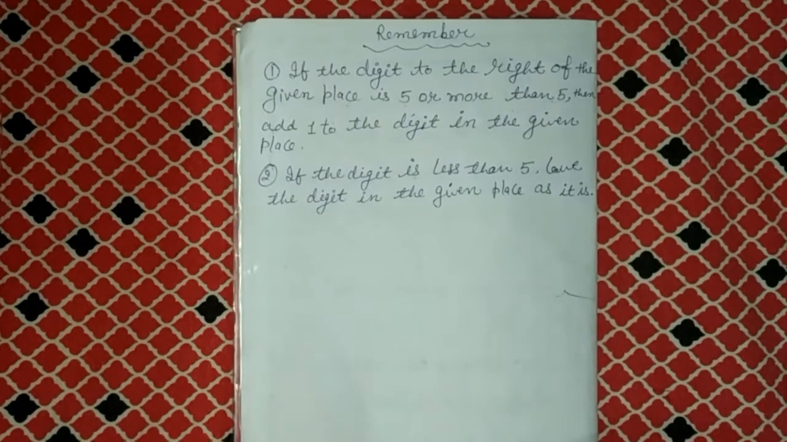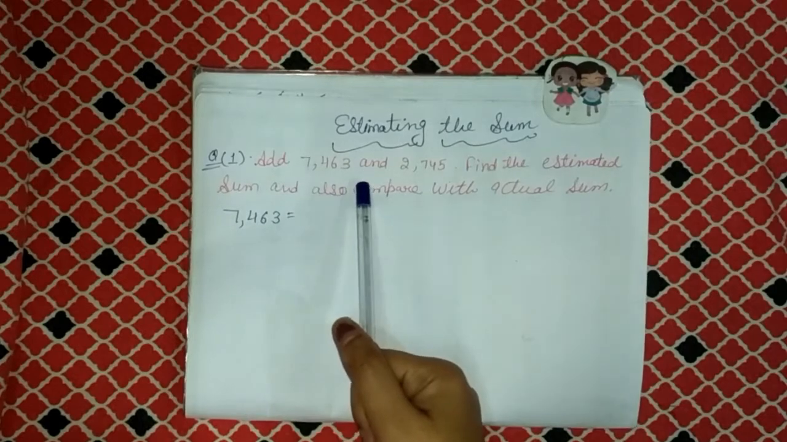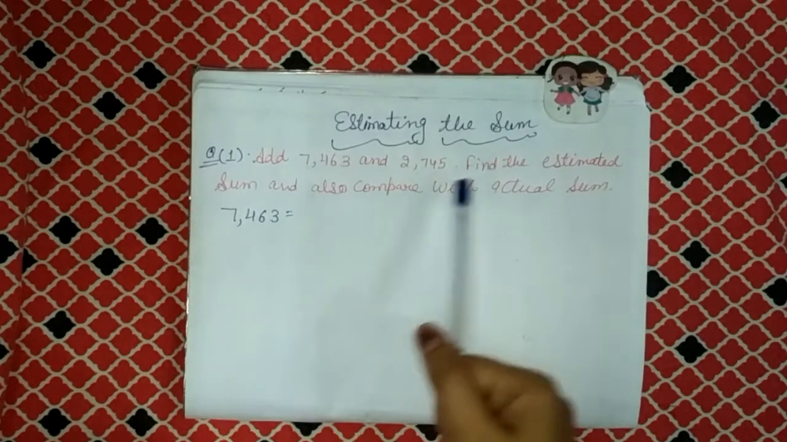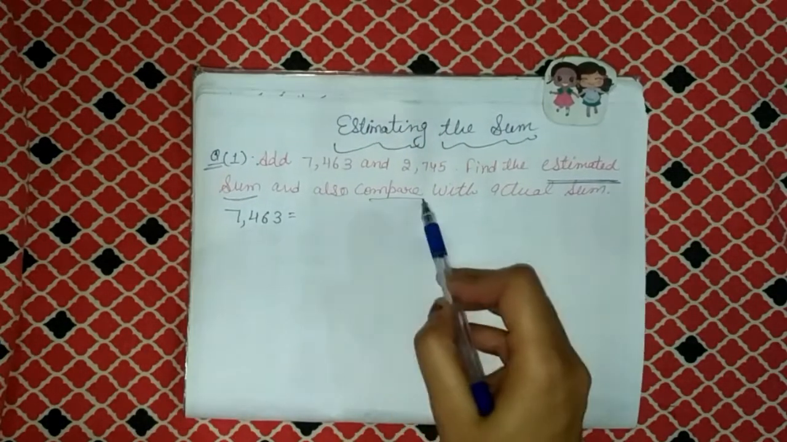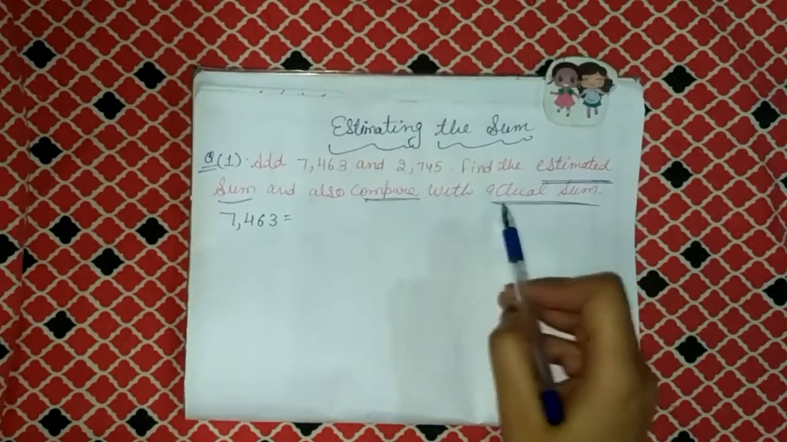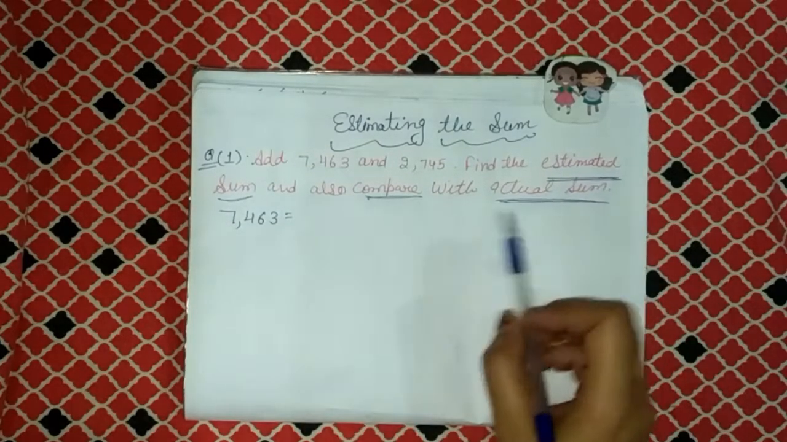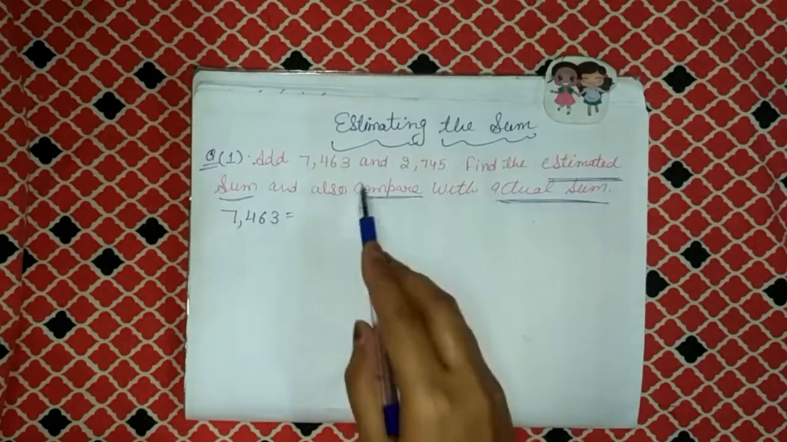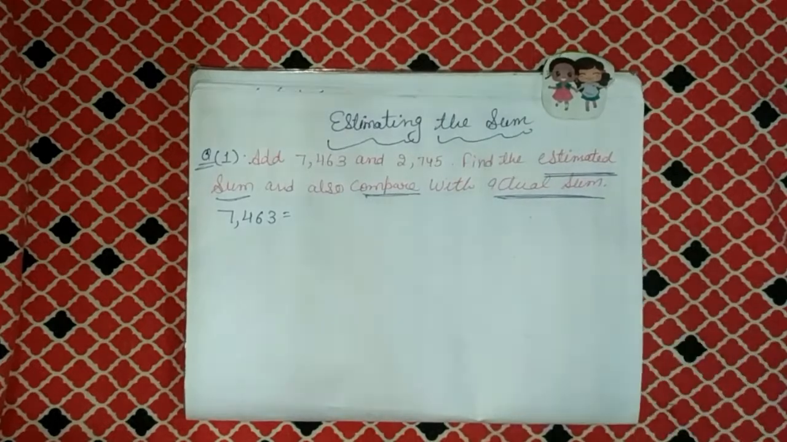Now let's start today's video. Add 7463 and 2745, find the estimated sum and also compare with the actual sum. Estimated sum means we will round off, then we will add, and actual sum means directly addition. And after that, when we get two answers, we will compare those answers. Let's start. Firstly, find the estimated answer.